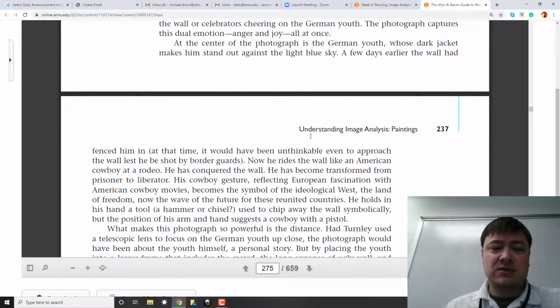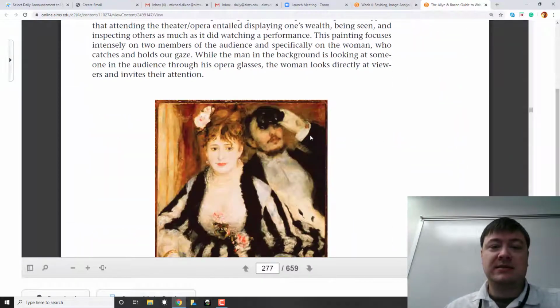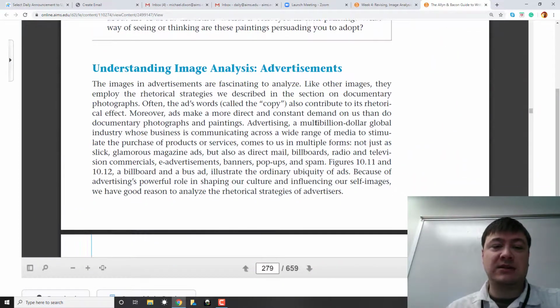Let's see. Then we'll skip past the paintings. We want to jump into some of their advertisement. Starting on page 279 of the PDF, they start talking about advertisements.